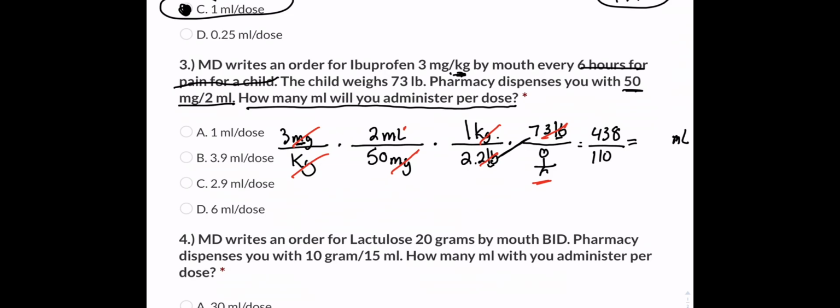438 divided by 110. 3.98 is my answer. But if they've taught you yet in school, when it comes to giving medications, you always want to round down. You never want to give the patient too much. You can always give the patient too little, but you never want to give them too much. So we're going to round down. It's going to be 3.9, which is our answer right here.